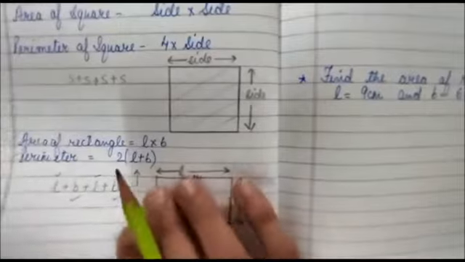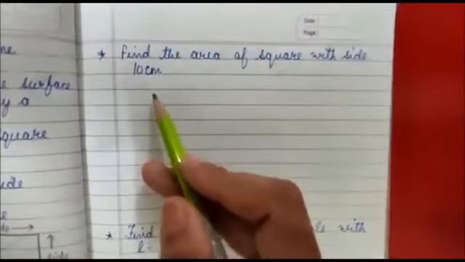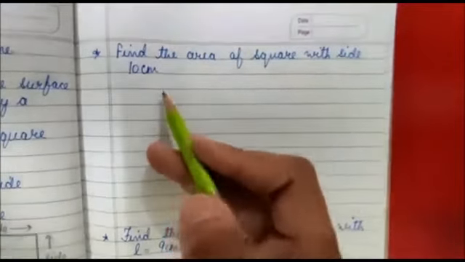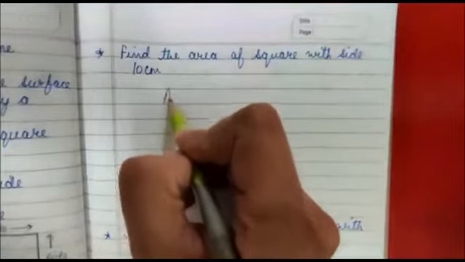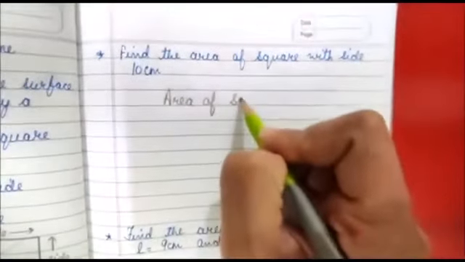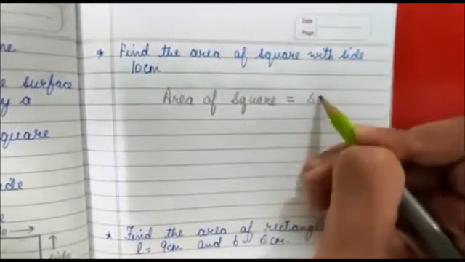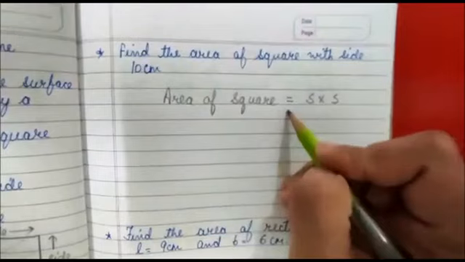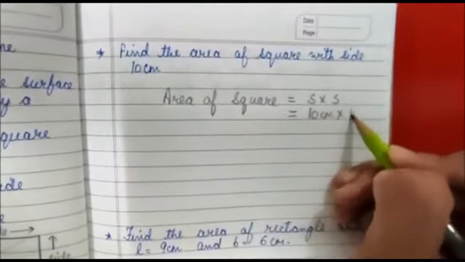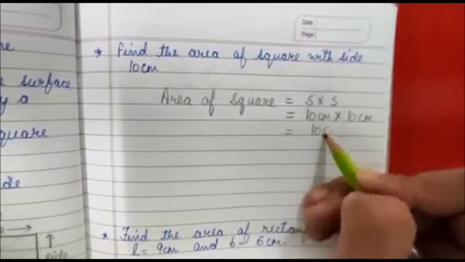So let us solve a few sums, a few questions. Now you can see there is a question in which we have to calculate the area of a square and the side is given. So we are going to apply the formula. Area of square is equal to side into side. And we know that a square has all the sides equal. So I am going to multiply the given side with the same side twice. So it is going to be 10 multiplied by 10, so you will have 100 here.